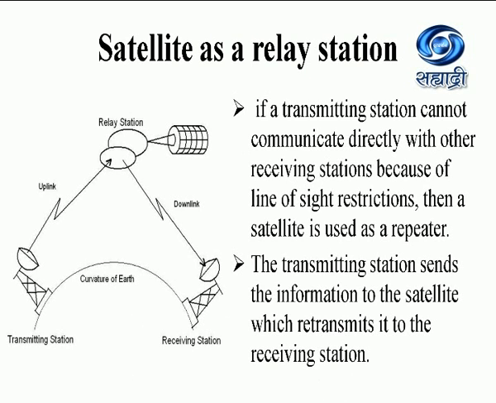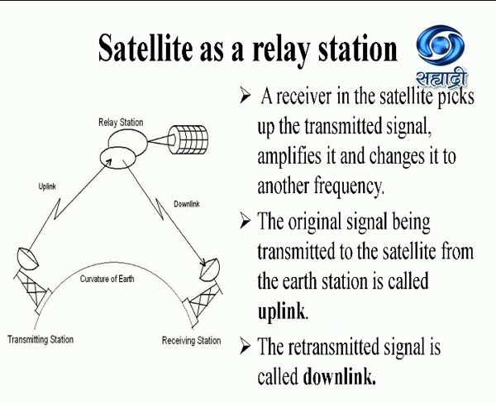If a transmitting station cannot communicate directly with the other receiving station because of line of sight restriction, then a satellite is used as a repeater. So this is the application of satellite. The transmitting station sends the information to the satellite, which retransmits it to the receiving station. A receiver in the satellite picks up the transmitted signal, amplifies it, and changes it to another frequency.